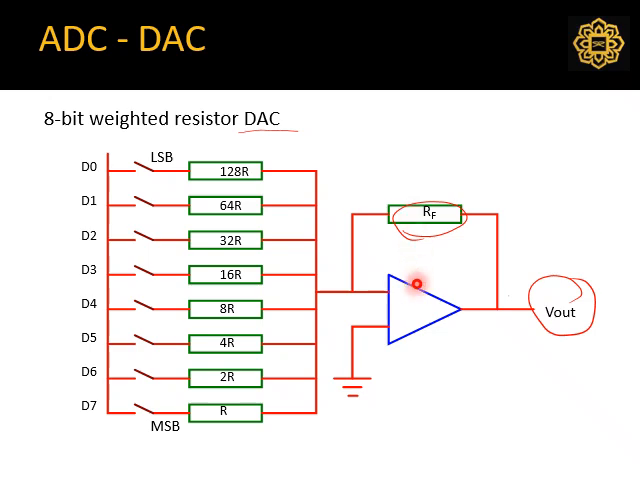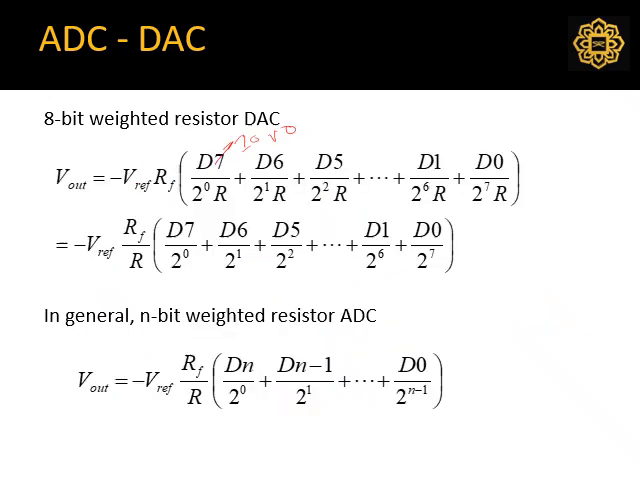If it is a non-inverting input, it will be connected to the non-inverting input. So basically this is the equation. D7, this D value, can be either 0 or 1 depending on the switch condition. If the switch is on, it will be 1. If the switch is off, it will be 0. So this is the general formula for digital to analog conversion.